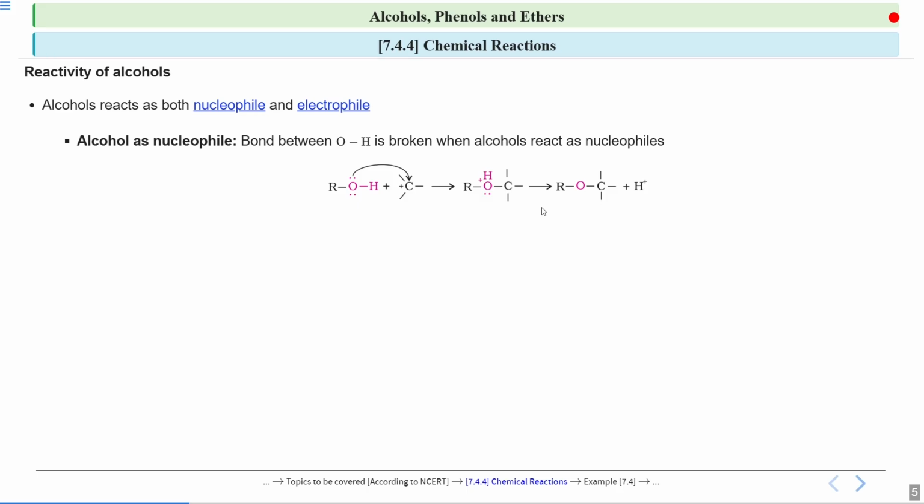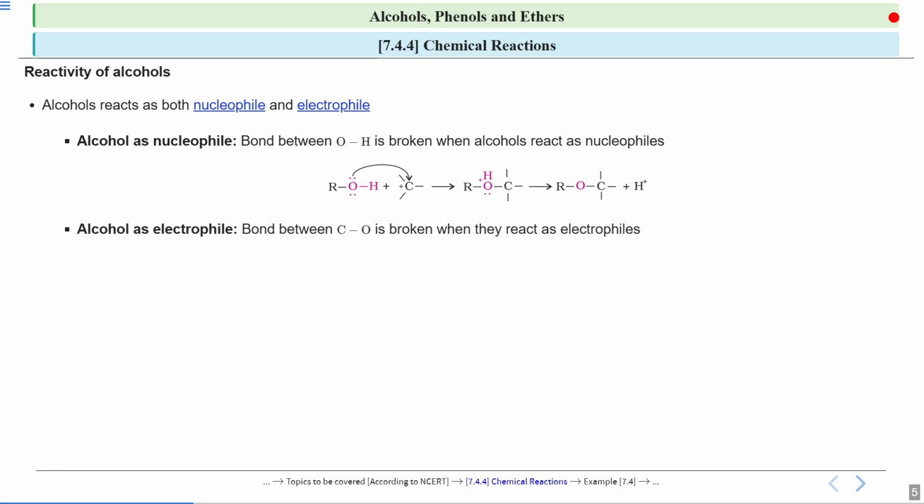So here we saw that initially you have this OH bond in alcohols, and in the final product you will get an oxygen carbon bond. So you can see that your oxygen hydrogen bond gets broken. Because this oxygen hydrogen bond gets broken, in this case your alcohol acts as a nucleophile. I hope this is clear. When it is acting as a nucleophile, the OH bond is broken.